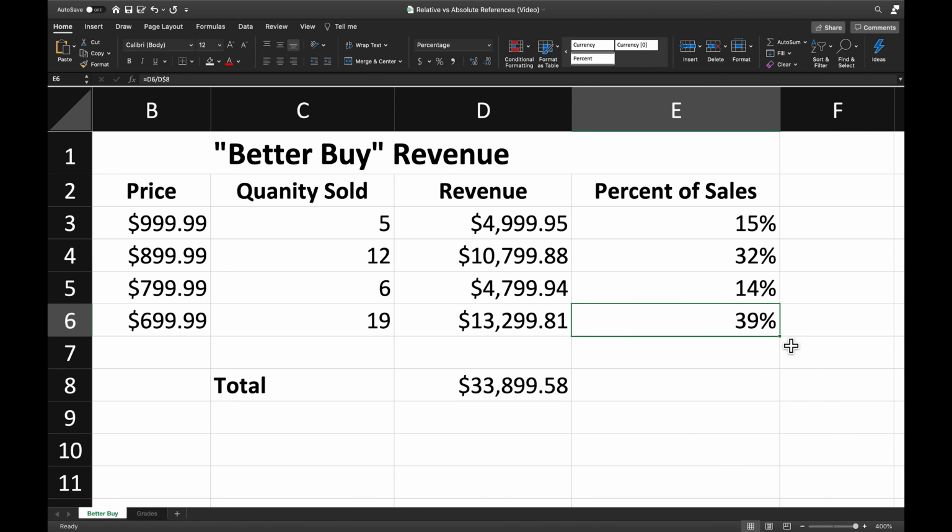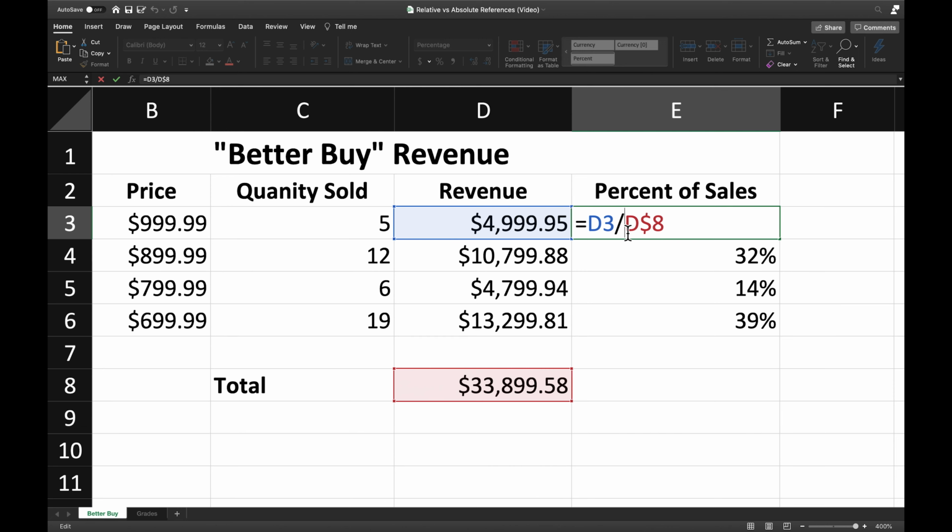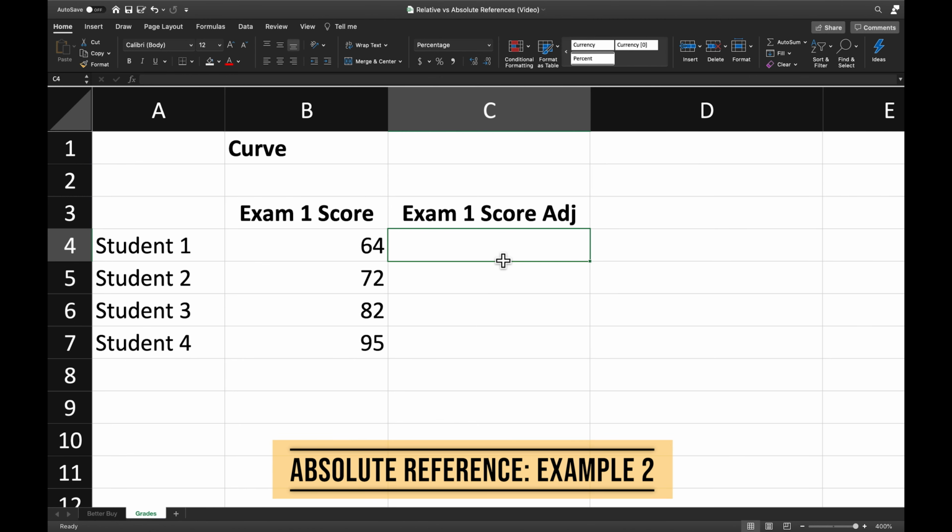Now, if we drag this to the right, you can see the blue reference cell has moved right and the red reference cell has moved right because this column is not locked. It is a good idea to understand that you can lock just the row or just the column. Let's look at another example.